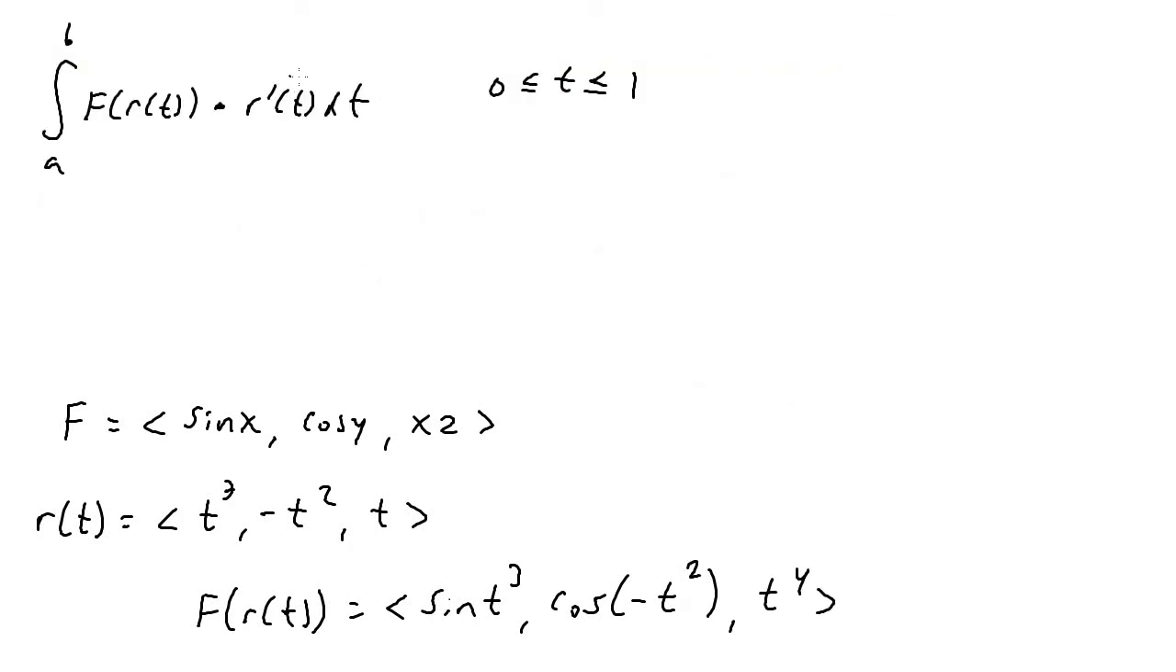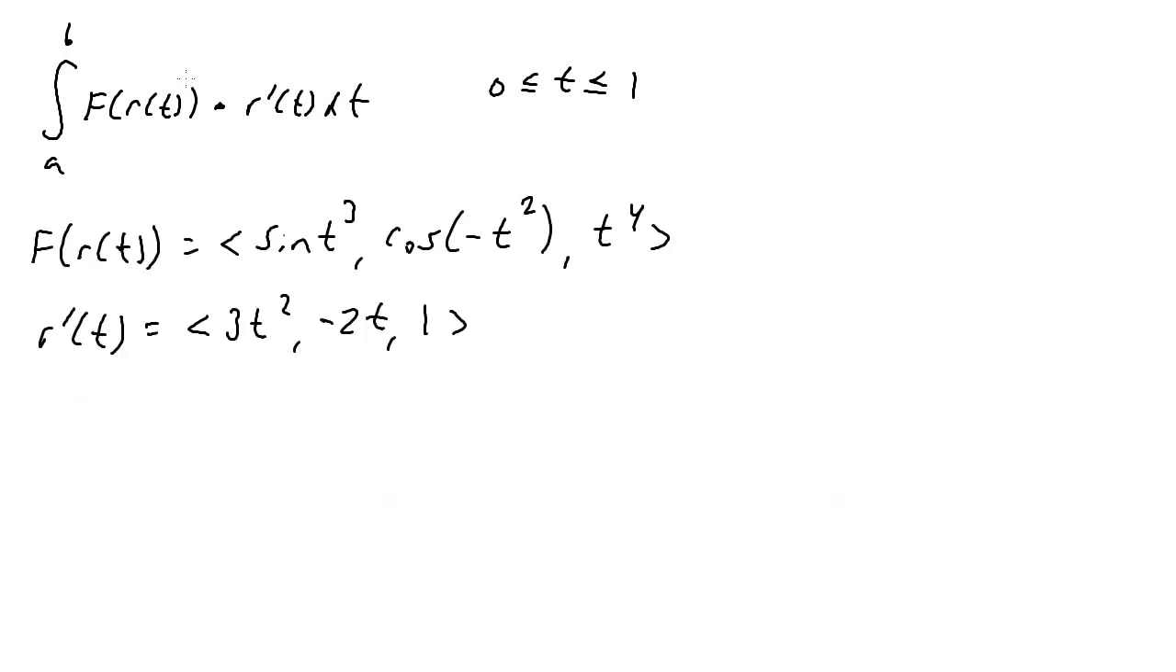And so we also need to find r prime of t. Now if r of t is t cubed, negative t squared, t, then r prime of t, or the derivative of the vector function, is going to be: derivative of t cubed is 3t squared, derivative of negative t squared is negative 2t, and derivative of t is going to be 1.